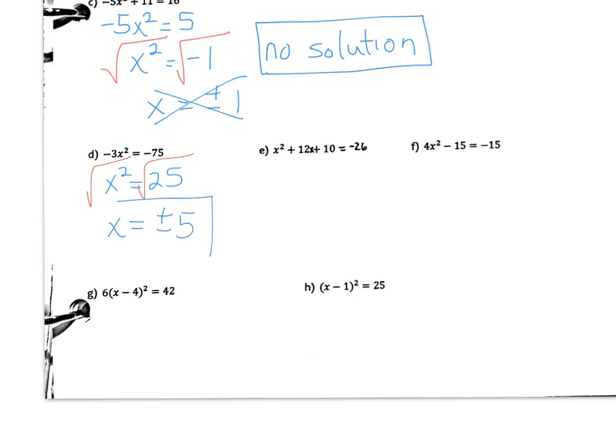Okay, so you get two solutions. X either equals positive 5 or negative 5. And you just write plus or minus 5. Positive 5 times positive 5 is 25. Negative 5 times negative 5 is positive 25.